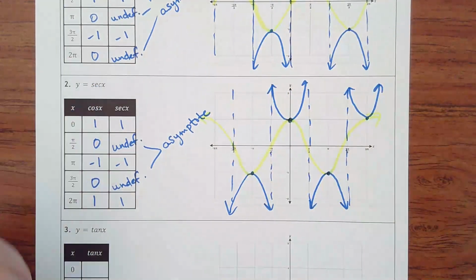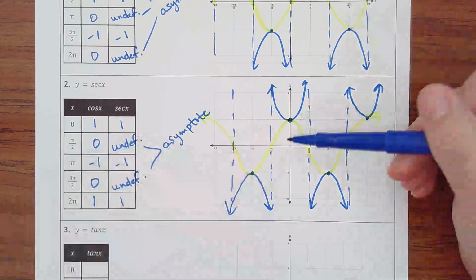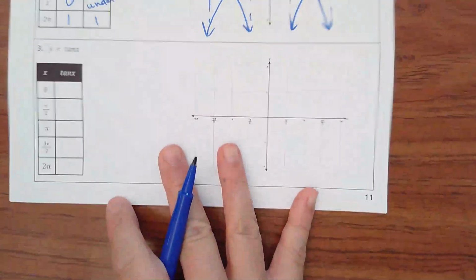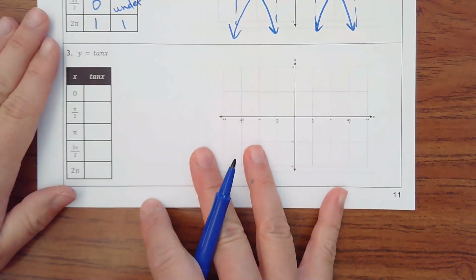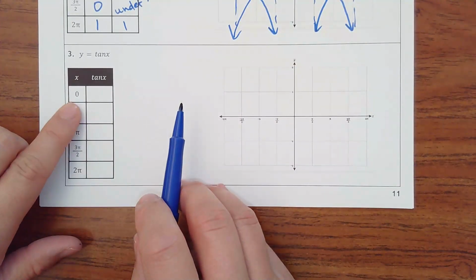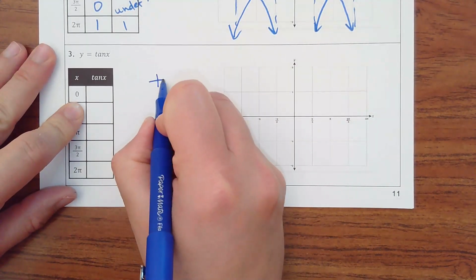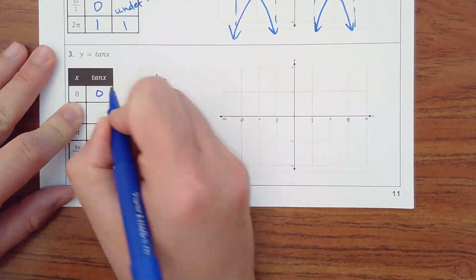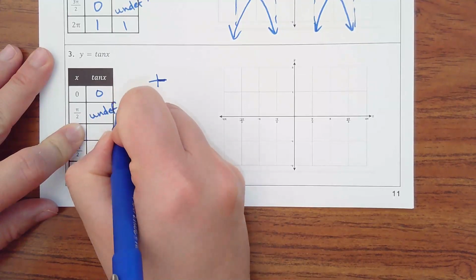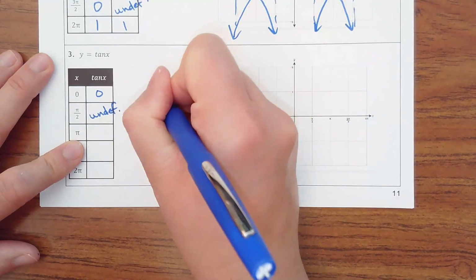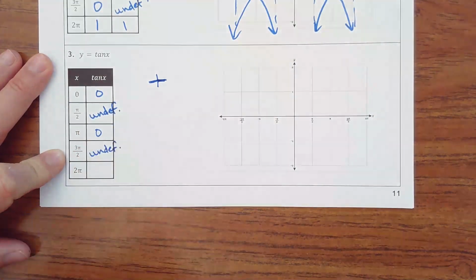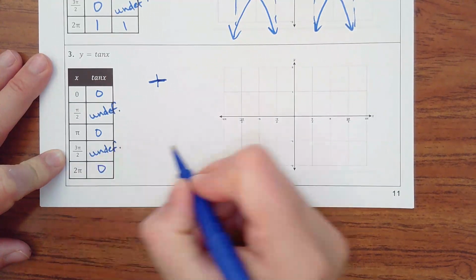So I know that this is a reciprocal graph of cosine because I see where these would touch. Okay, going on to tangent. We have not graphed this at all yet. Tangent at 0 degrees. So think about slope here. At 0, that's a horizontal line, that's 0. Pi over 2, that's undefined, because it's a vertical line. At pi, it's back to 0. 3 pi over 2, it's back to undefined. And at 2 pi, it's back to 0.